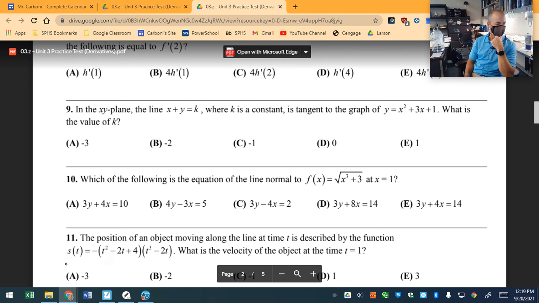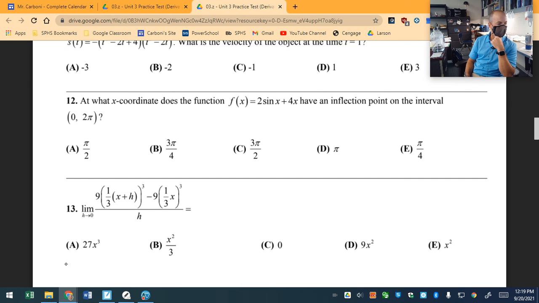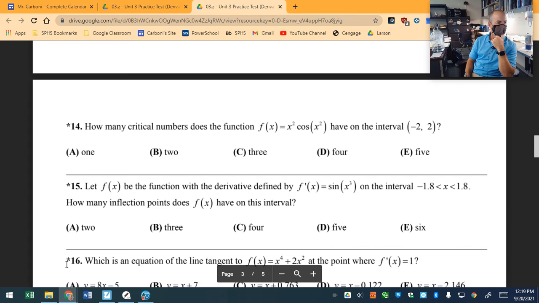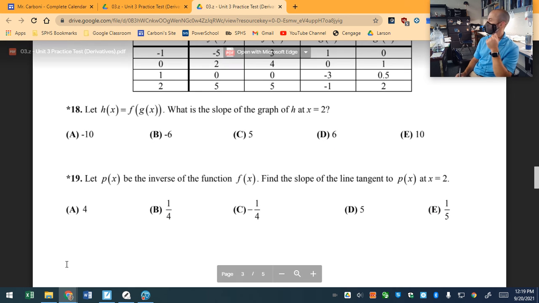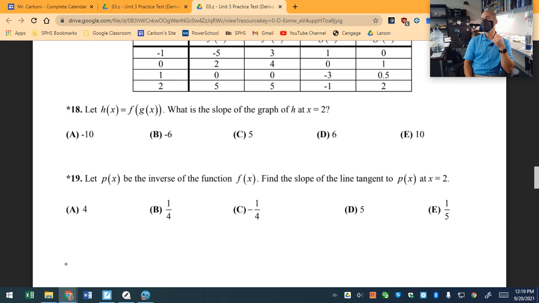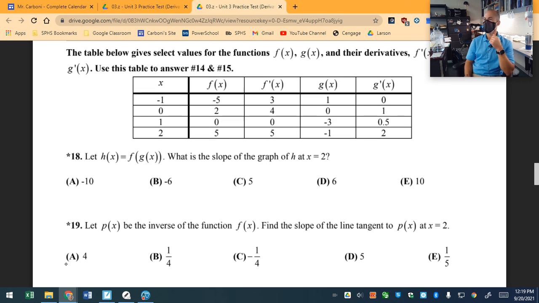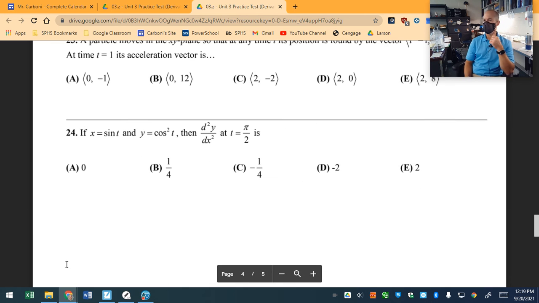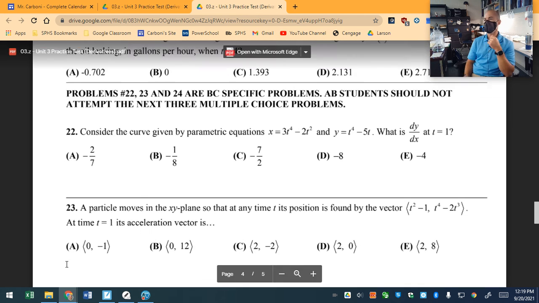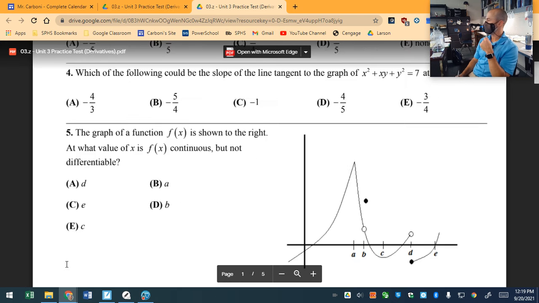So what other ones would you like to look at? 19. That was the inverse one, is B, positive, the slope of 1/4. Any others that you would like to look at? Any others?